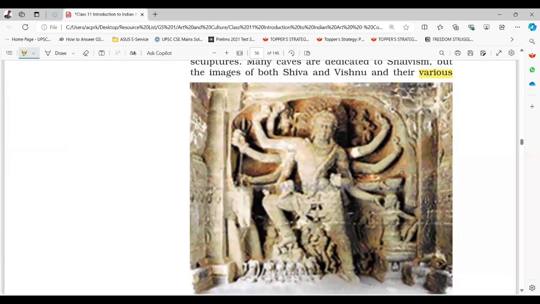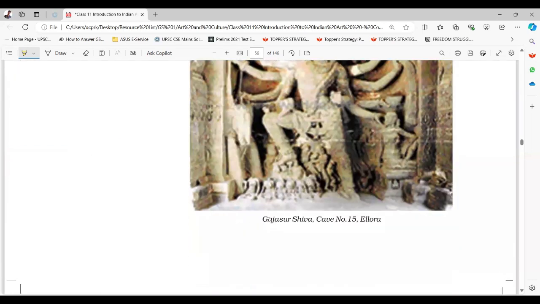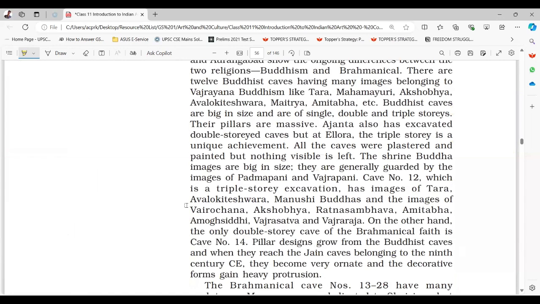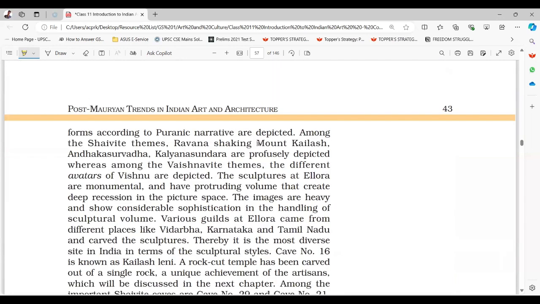Here you can see Gajasura Shiva, cave number 15, Ellora. Among the Shaivite themes, Ravana shaking Mount Kailash, Andhakasura Vadha, Kalyanasundara are profusely depicted, whereas among the Vaishnavite themes, the different avatars of Vishnu are depicted.